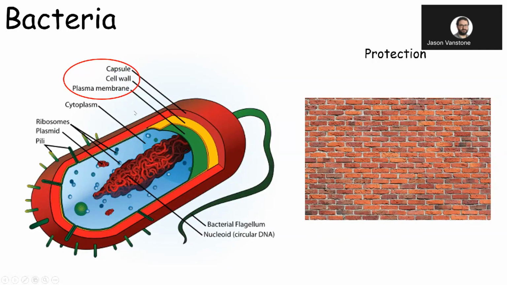And so to do that, bacteria have several different things. They might have a capsule, this red layer that you see on the outside of the cell here. They'll have cell walls, which is this yellow layer, and then this green layer inside is the plasma membrane. That's something that's common to all living things. But what these are basically is physical protection, keeping the stuff on the outside from the stuff on the inside.